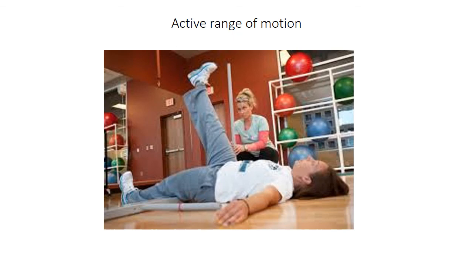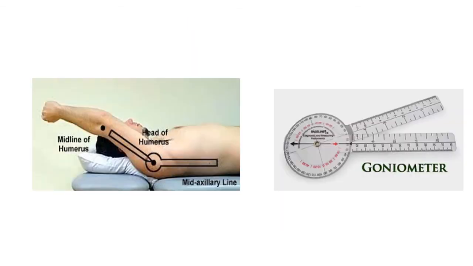Active range of motion exercises are highly independent, performed slowly by the client. The physiotherapist's role may be simply to provide verbal cues. To measure range of motion, physical therapists most commonly use a goniometer, which is an instrument that measures angle at a joint.